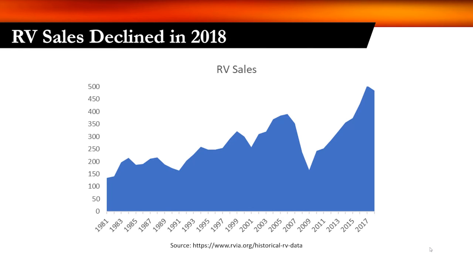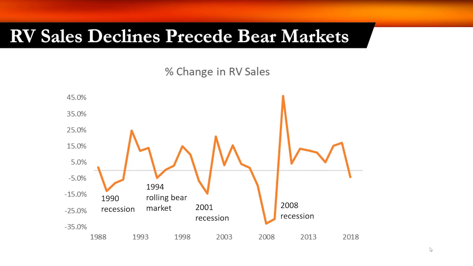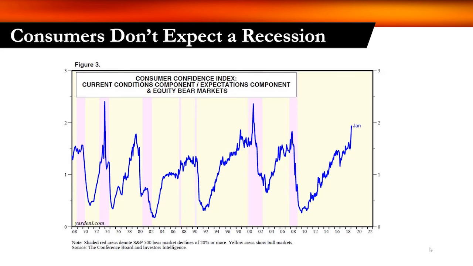The only time it dipped when we didn't have a recession was the 1994 rolling bear market. If you weren't trading at that time, you may not recall, that was a brutal market where we had a bear market sector by sector. The overall decline never reached a bear market level, but individual investors and institutions just got pounded sector after sector. And we now have another signal from this indicator. RV sales were down year over year in 2018. It's happened before, and it hasn't been good for the stock market.